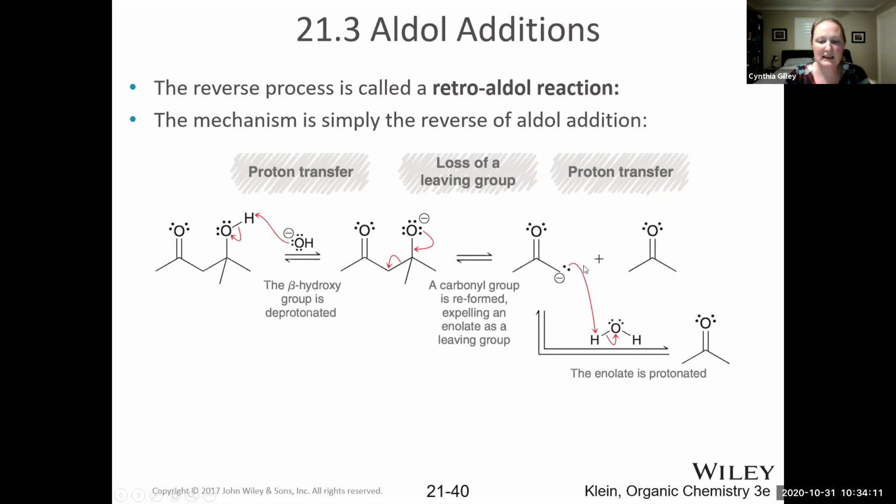And the reason why we can kick out an enolate is because it's fairly stable due to the resonance delocalization and stabilization of the lone pair and negative charge. If the enolate picks up a proton from water, we get back to the other ketone. So this is entirely a reversible process, both the forward and reverse directions.